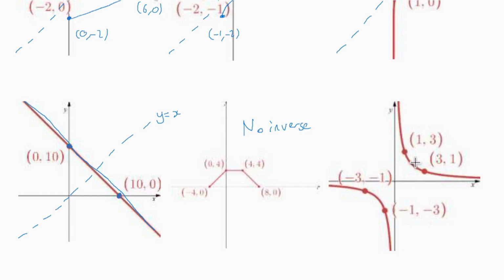Final part of this question, we're going to sketch in the line y equals x, going through the origin. 1, 3 is going to become 3, 1. 3, 1 is going to become 1, 3. These two also swap. And again, a bit like the one here, we get the original function when we sketch the inverse, which means this is, once again, a self-inverse function.